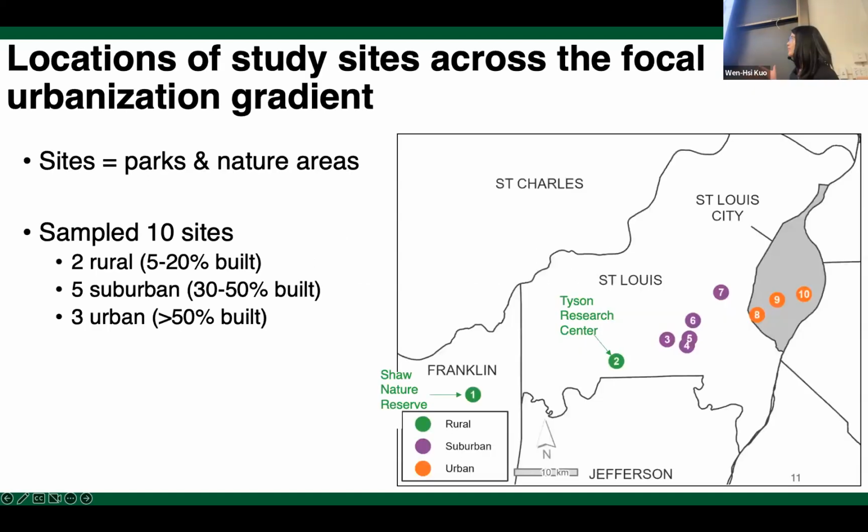And so going kind of into the study design. So looking at the 10 sites I had across the St. Louis region. So I had 2 rural, which is defined by the percent built environment, 5 suburban and 3 urban. And you can see the distribution across. So the farthest one out is all the way in Shaw Nature Reserve. And I should have said this earlier, but yeah, the colors represent the different site types. So rural is green, suburban is purple, and orange is urban, and that's reflected throughout the entire presentation.